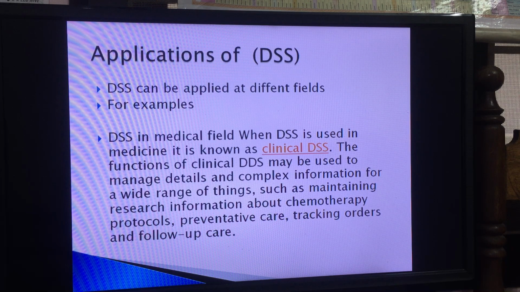Next field is universities or colleges. Even decision support system is used in universities and colleges to estimate student inflow and the launching of new courses in the next academic year, etc. Hope you all understood the lecture. In the next coming classes, we are going to discuss group decision support system and executive support system, etc.